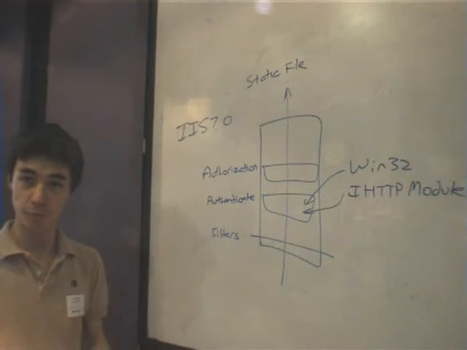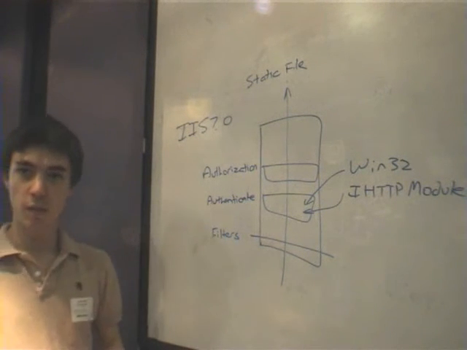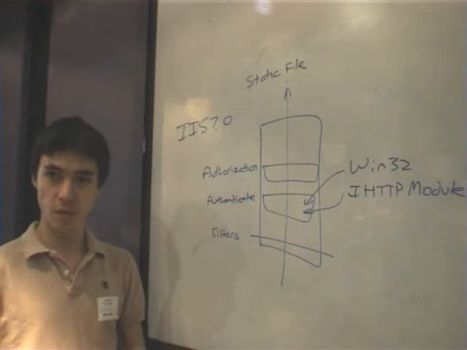I get it. Because in your old diagram, you're saying that since ASP.NET was an ISAPI extension, right?